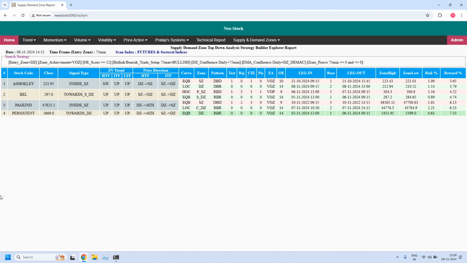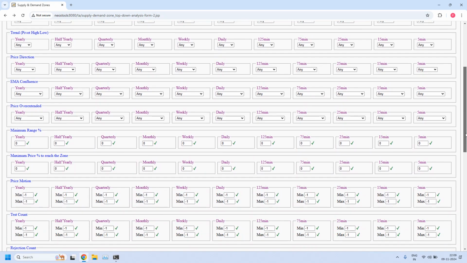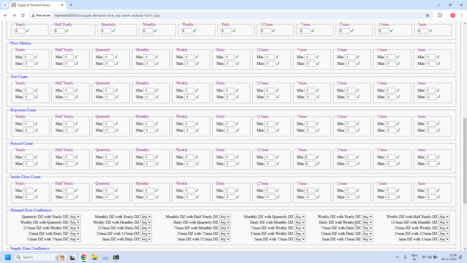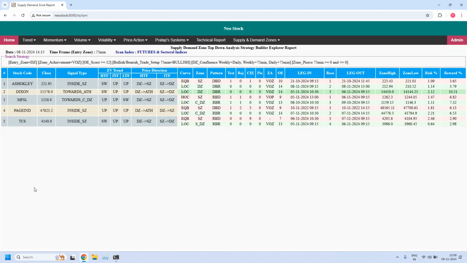Okay, next let us look for LTF, ITF, HTF demand zone confluence. I have to remove this EMA filter. LTF, ITF, HTF, that is 75 minutes, daily and weekly demand zone confluence. So 3 filters we should set. First filter is enabled. That is 75 minutes demand zone with daily demand zone. Next filter, 75 minutes demand zone with weekly demand zone confluence. Next, daily demand zone with weekly demand zone confluence. With all the 3 filters, LTF, ITF, HTF demand zone confluence, we got 5 stocks.